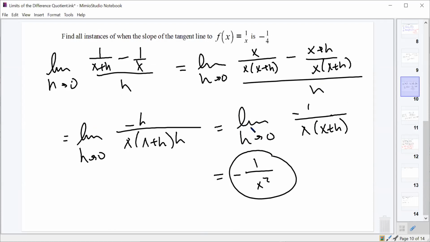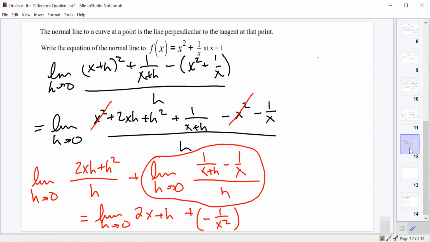Oh, this is the limit as h approaches 0. So as h approaches 0, yeah, negative 1 is still negative 1. X and x are still x and x, and h is gone. Got it. All right, cool. Yep. And so here, now that we've replaced this whole limit that we did previously with negative 1 over x squared, we can do the limit as h approaches 0 of 2x plus h, which just gives us the 2x minus 1 over x squared. Everybody good with that or no? Good. Yeah. Cool. All right.